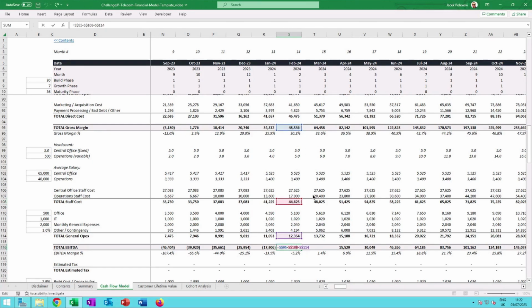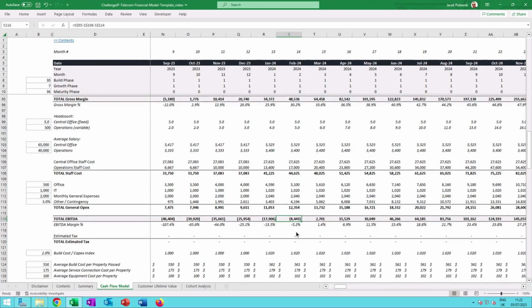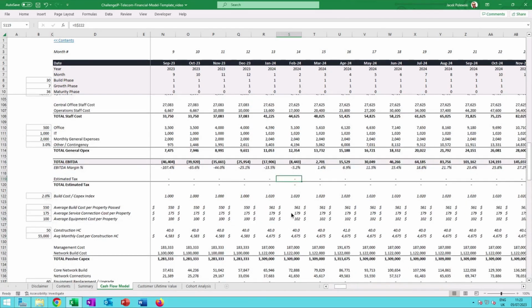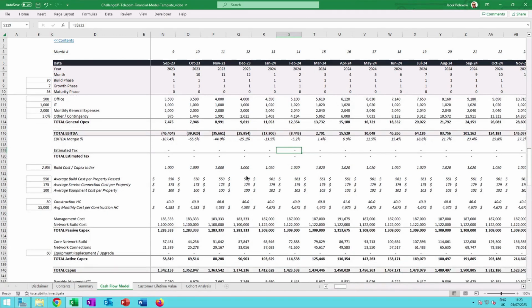Then the staff cost, and eventually with that, we have a gross margin. If I take the gross margin and subtract from it my staff cost and then the general OPEX, that allows me to calculate my EBITDA, which is the earnings before interest, tax, depreciation, and amortization. Then you also have some calculations of tax, and then the model goes into the build cost calculations.